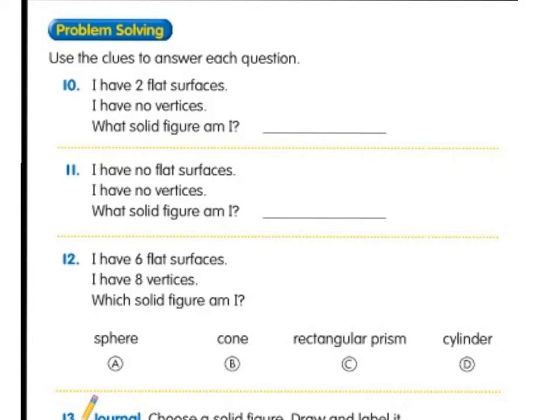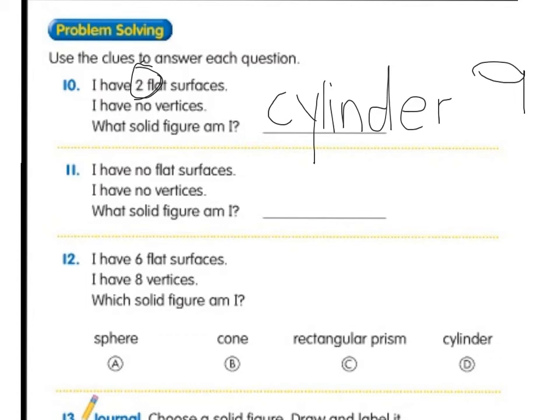what do you think that would be? Well, you think about a sphere. It doesn't have any vertices, but a sphere also has no flat surfaces, and it says that this one has two. Okay, a cube has a lot more. Rectangular prism has more flat surfaces. Cone only has one, so that just leaves us with the word cylinder. A cylinder has a flat surface here and a flat surface there.